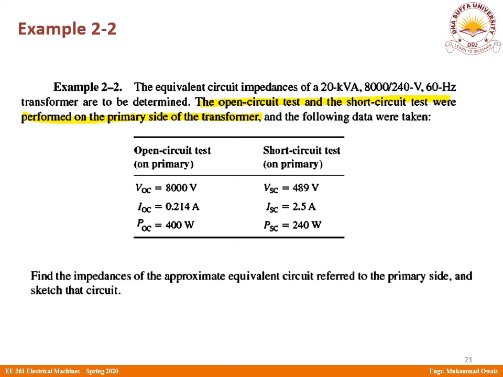What are we supposed to find? We have been asked to find out the impedances of the approximate equivalent circuit, referred to the primary side, and sketch the circuit. So we have to find out the values of all the impedances when the circuit has been referred to the primary side. So let's proceed with this.